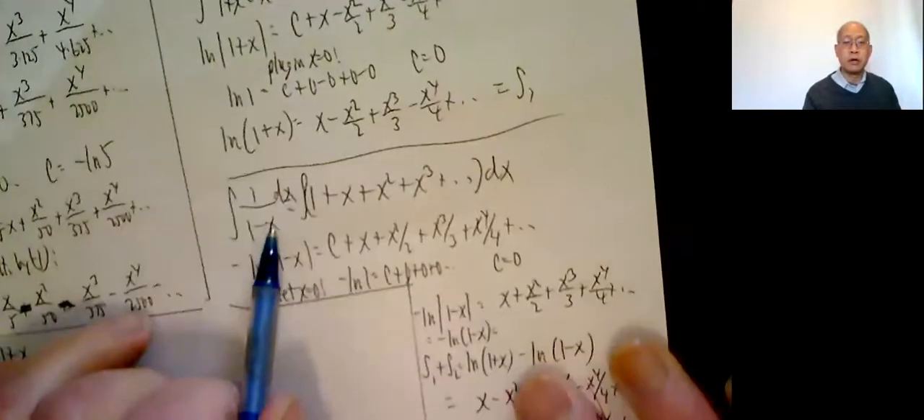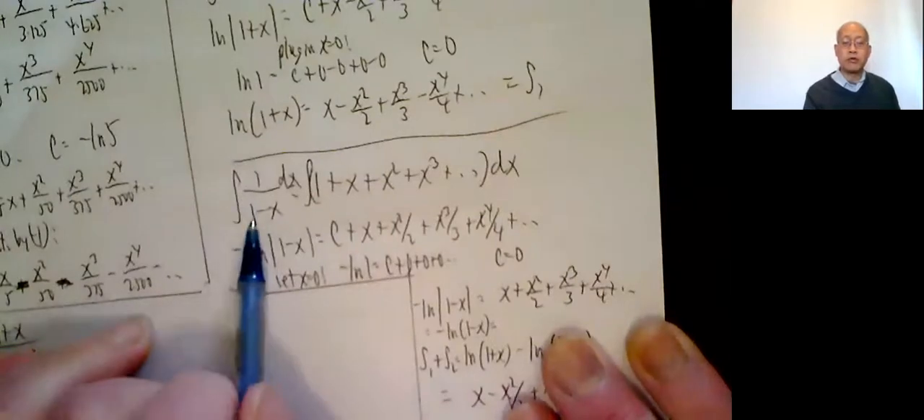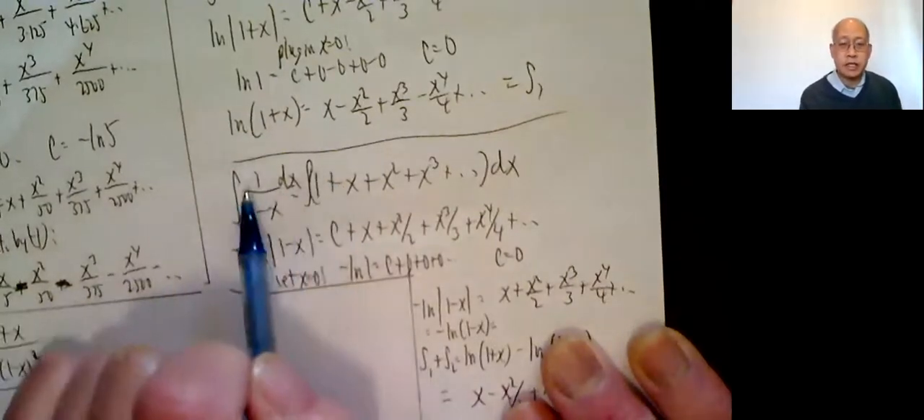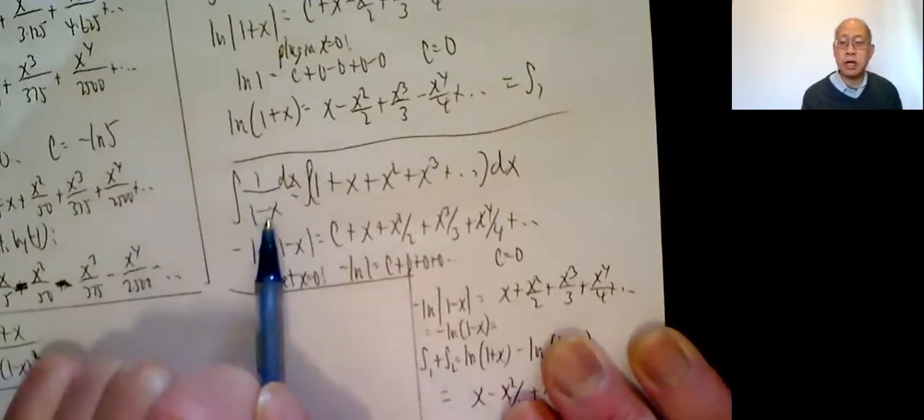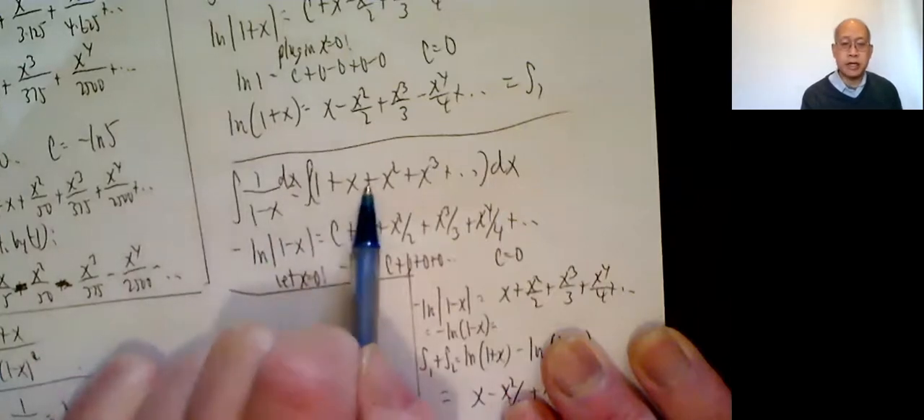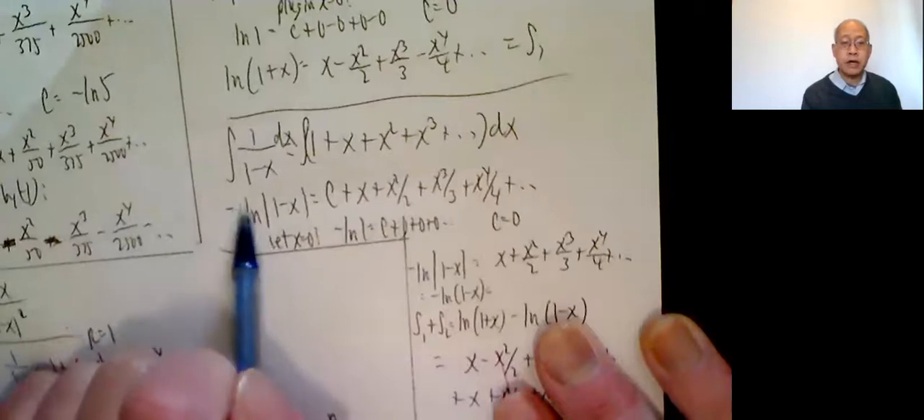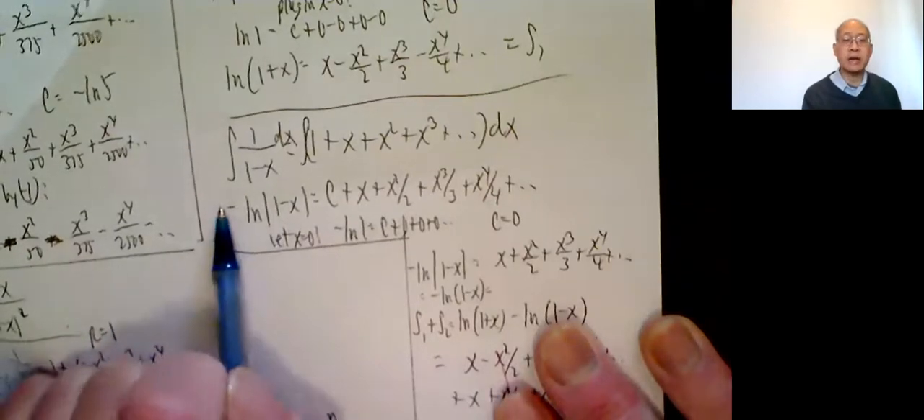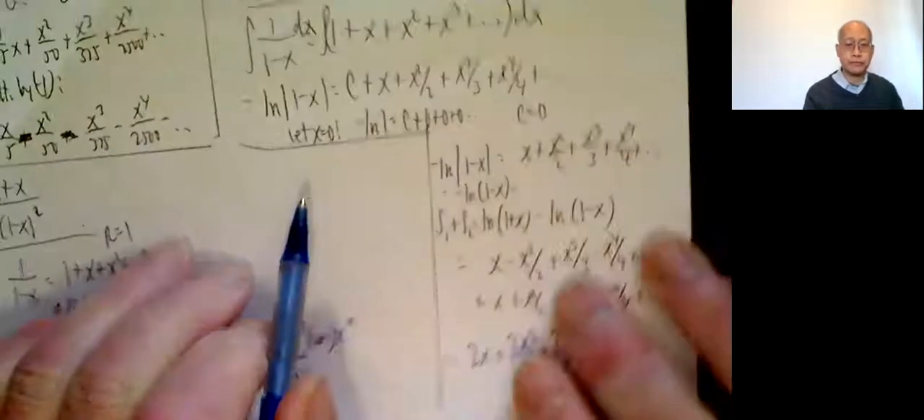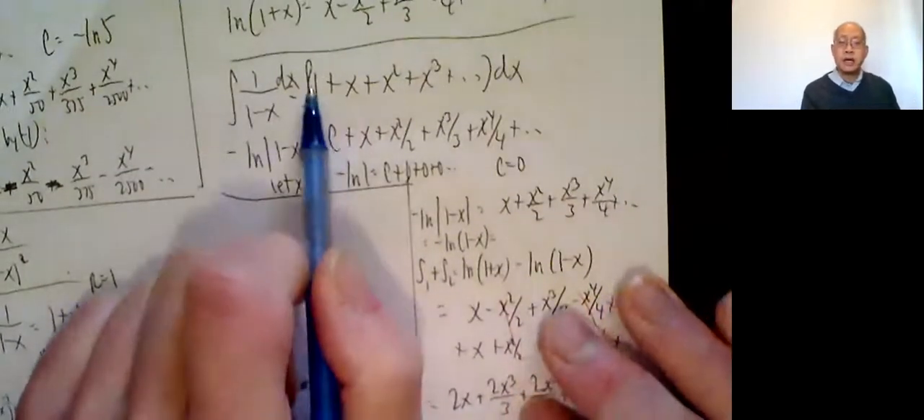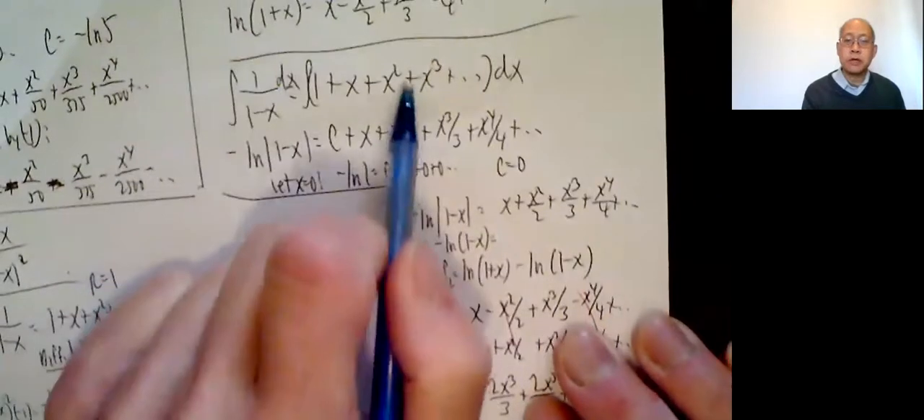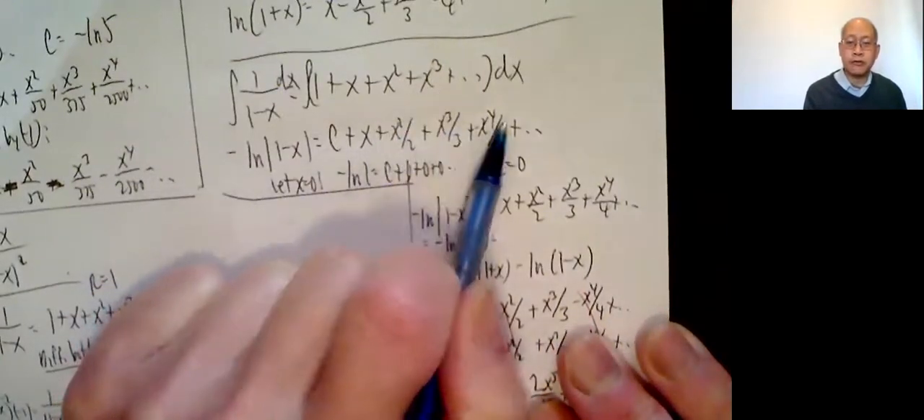Okay, work on S2. Let's look at the integral of 1 over 1 minus x. Again, treat it as a geometric series. First term is 1, common ratio is x. 1 plus x plus x squared plus x cubed. If I integrate, it's ln absolute value of 1 minus x times negative 1. That's perfect. I was looking for the negative in front anyway. C plus x plus x squared over 2 plus x cubed over 3 plus x to the 4th over 4.